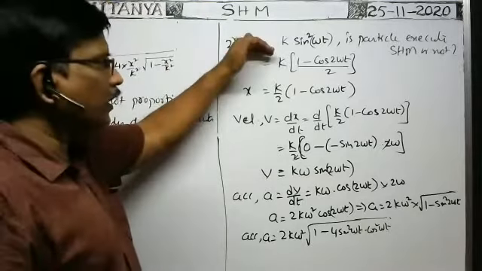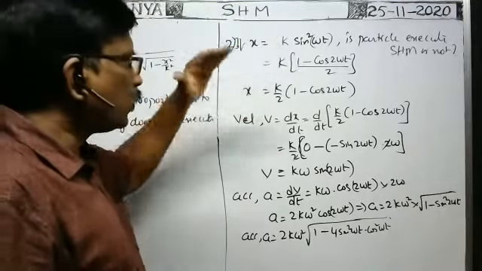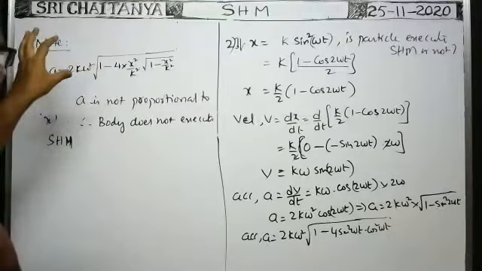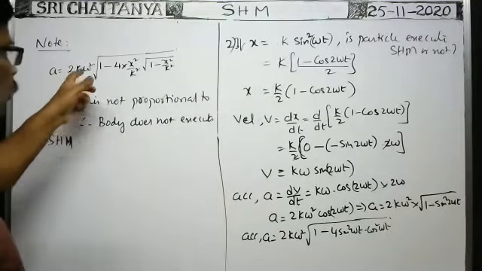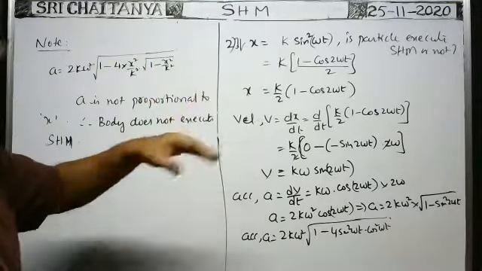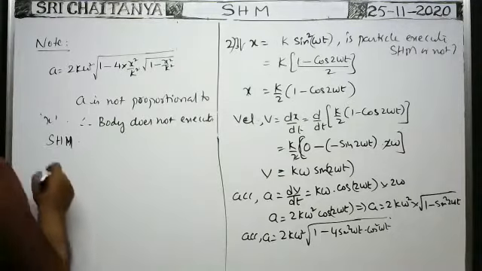Whenever a function or displacement formula is given and asked whether it executes simple harmonic motion or not, first you find velocity, then you find acceleration. If you can write that acceleration equation as a is proportional to minus x, then it executes simple harmonic motion, otherwise it does not. That is note 2.